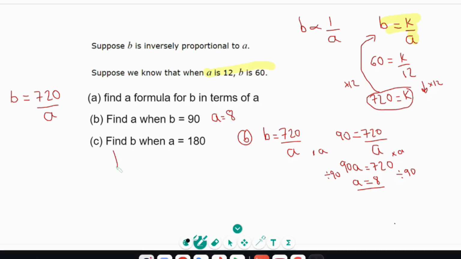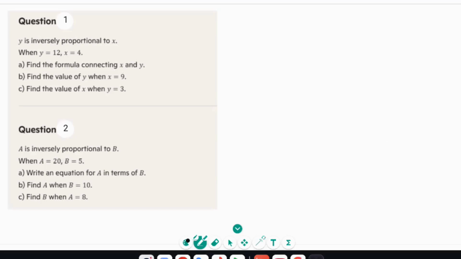And then here, find B when A is 180. So B is equal to 720 over A. So B is 4. Okay, we've got 2 questions on each page for you to have a go at. Put me on pause, have a go, and unpause when you're done.